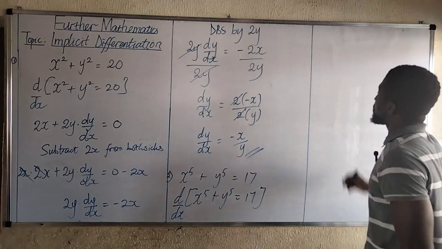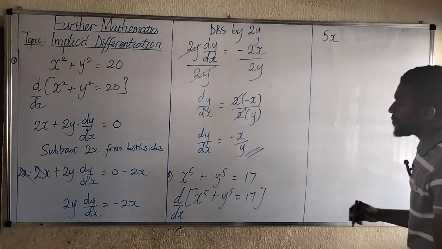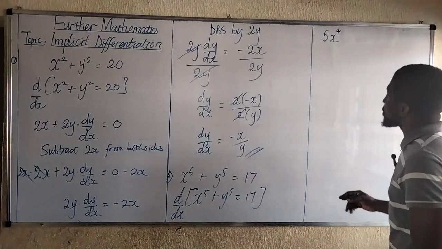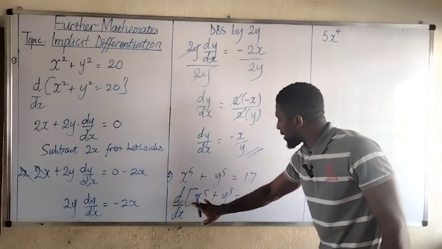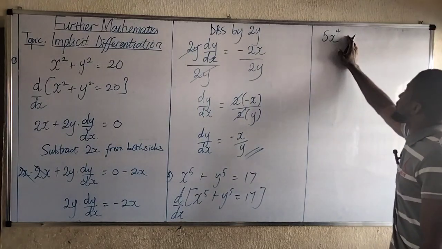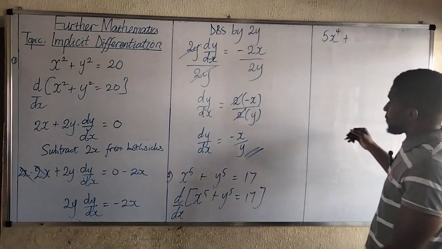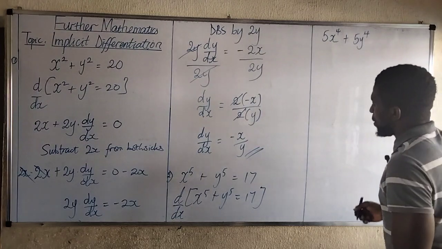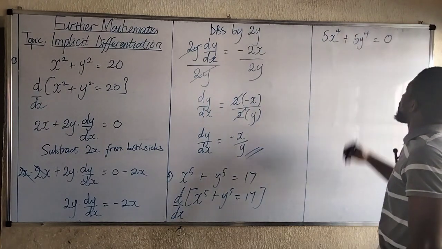So when we differentiate this, we are going to have 5x raised to the power 4, because the general method says if you differentiate x, the power will multiply the base and subtract 1 from the power. Alright, that's what I need to get 5x raised to the power 4. Plus, if I differentiate y raised to the power 5, it will be 5y raised to the power 4. Okay, if I differentiate the constant 17 we have 0.